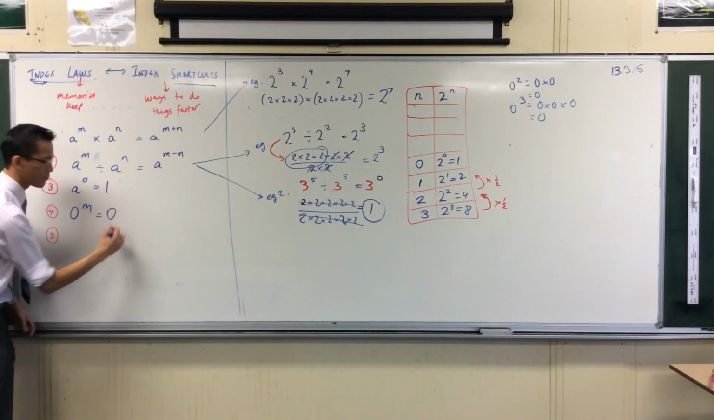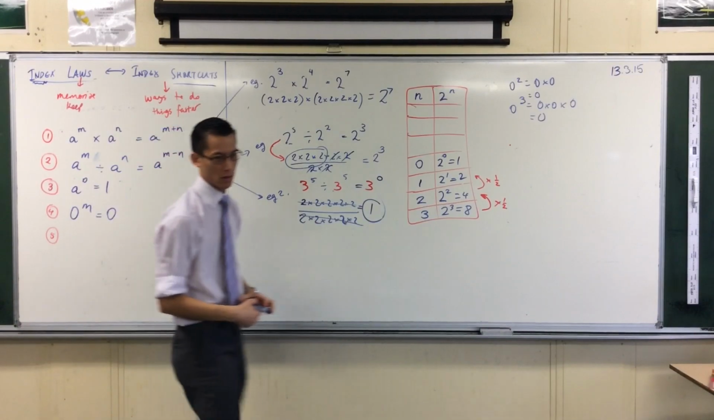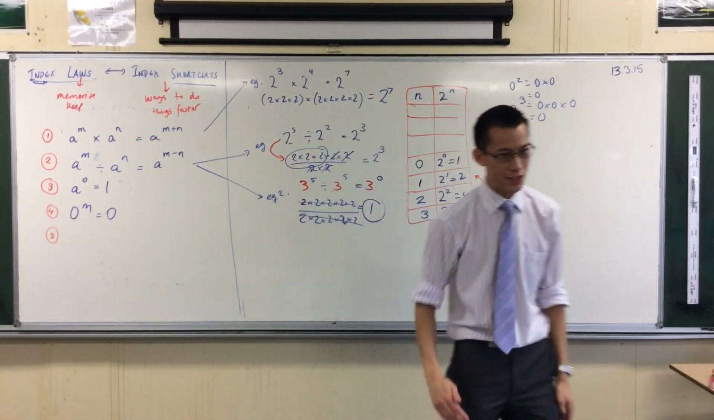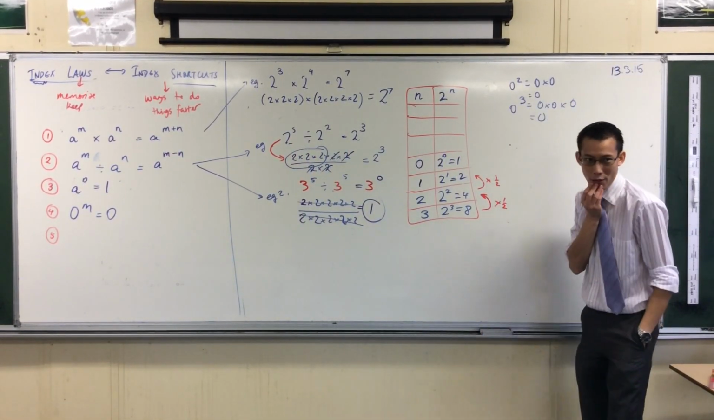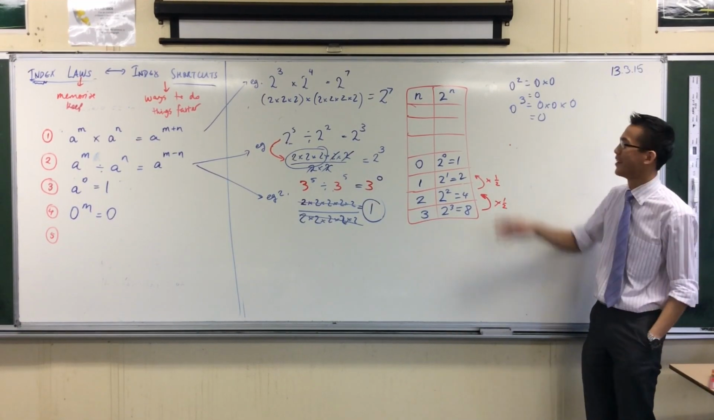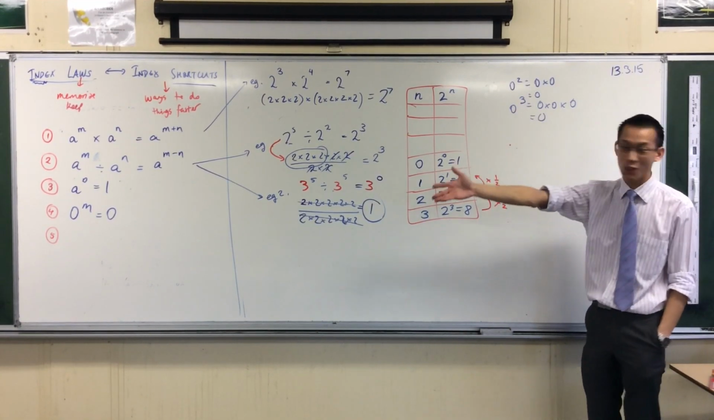So this is our 4th index law. Doesn't matter if it's 0 to the power of a million, you're not thinking, I better write out all myriad zeros, just to be sure. No, you don't. This shortcut will save you time.